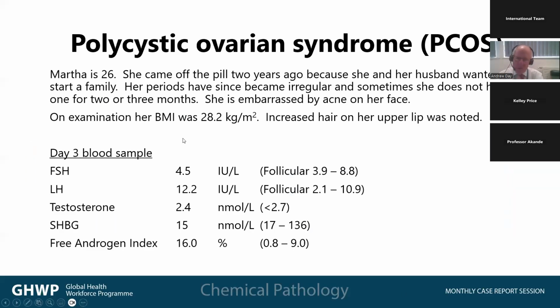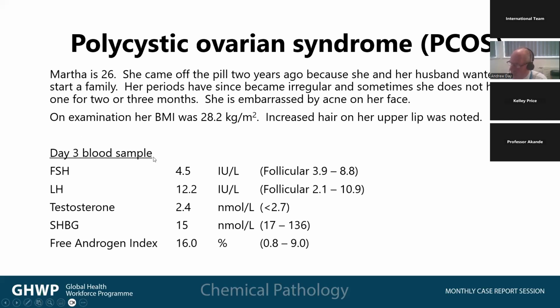So here's Martha, who's 26, came off the pill 2 years ago because she and her husband wanted to start a family. Her periods have since become irregular, and sometimes she doesn't have one for 2 to 3 months. She's embarrassed also by acne on her face. On examination, she was overweight. She had a BMI of 28.2, and there was increased hair noted on her upper lip.